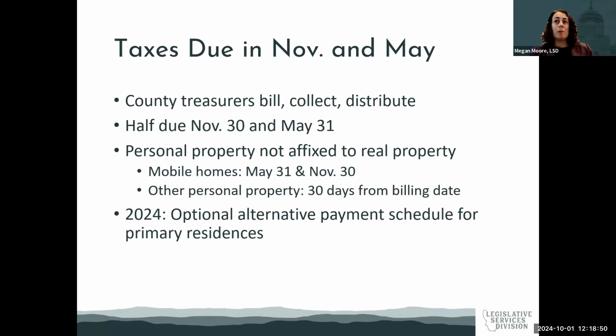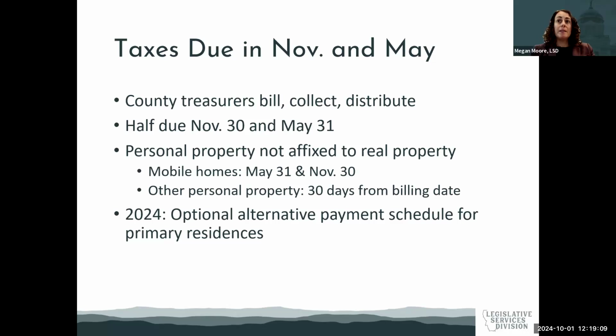For other personal property, the taxes are due 30 days from the billing date. And the reason these properties have different due dates is because they are mobile types of property. And if the property gets moved out of the jurisdiction, the tax is much more difficult to collect. So the taxes are due earlier.